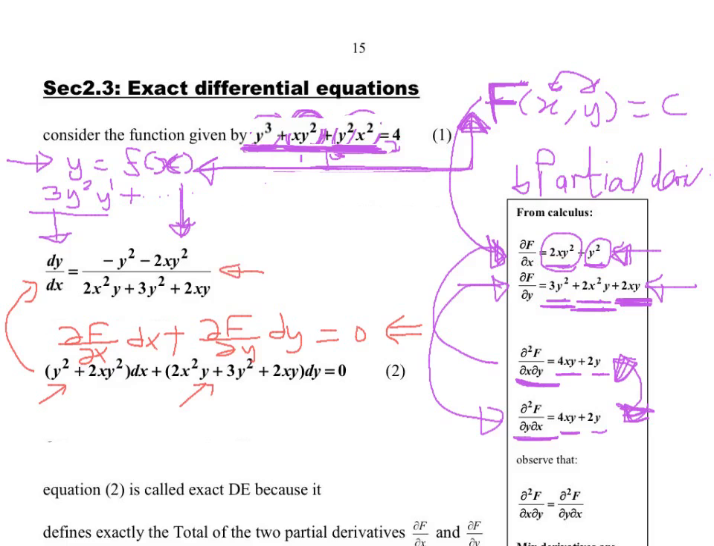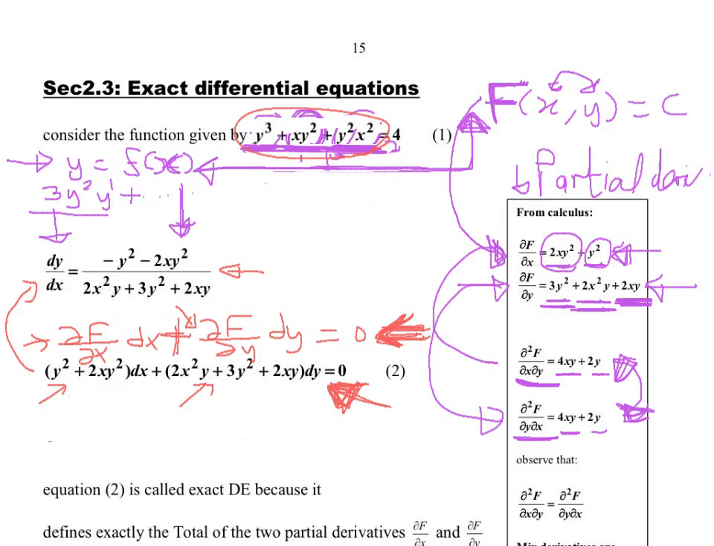Now, we are ready to talk about what an exact differential equation is. An exact differential equation is of this form. The reason it is exact is because it is partial f partial x plus partial f, the same f, partial y. So it is exactly the total of partial derivatives of the same function, and so we say this is exact. Now we know this is exact because we have f. Okay, so this is the meaning of exactness. Exactness means that the differential equation is the total of partial derivatives of the same f.